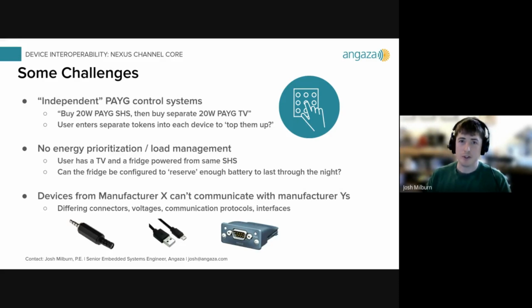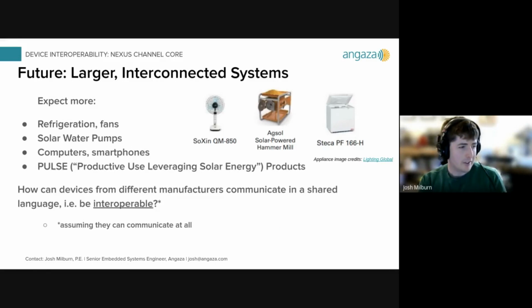So let's say someone is a great manufacturer of solar home systems and associated accessories, but maybe they want to partner with someone who's really great at making refrigerators. Now there's a lot of upfront R&D effort to make all these devices communicate because they are operating on different electrical and physical link layers. So we're going to see larger interconnected systems in the future, larger refrigeration systems, solar water pumps, agricultural systems, and typically, these all need power in some way. So whether we're talking about solar, battery, intermittent grid, potentially we're all sharing from some power source at some point.